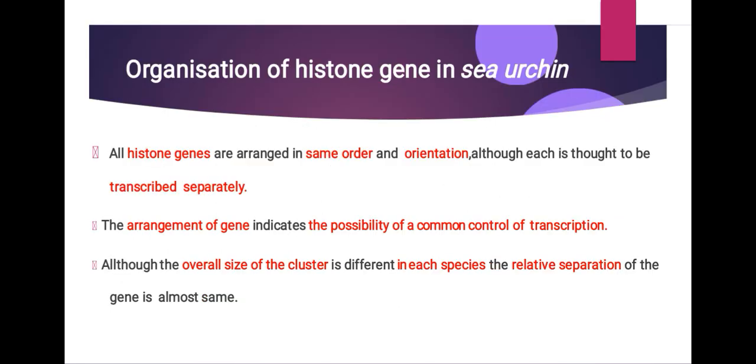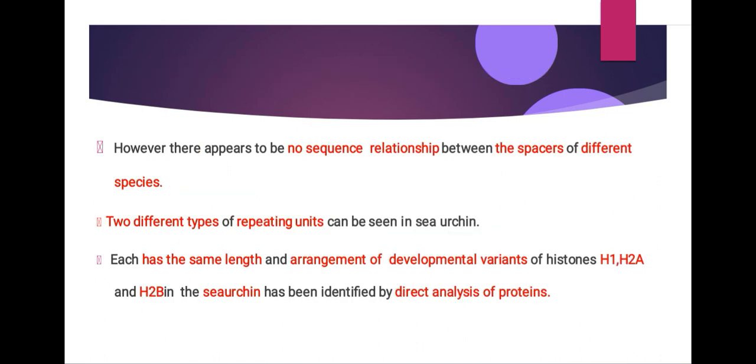Organization of histone genes in sea urchin. All histone genes are arranged in the same order and orientation, although each is thought to be transcribed separately. The arrangement of genes indicates the possibility of common control of transcription. Although the overall size of clusters is different in each species, the relative separation of the genes is almost the same. However, there appears to be no sequence relationship between the spacers of different species.